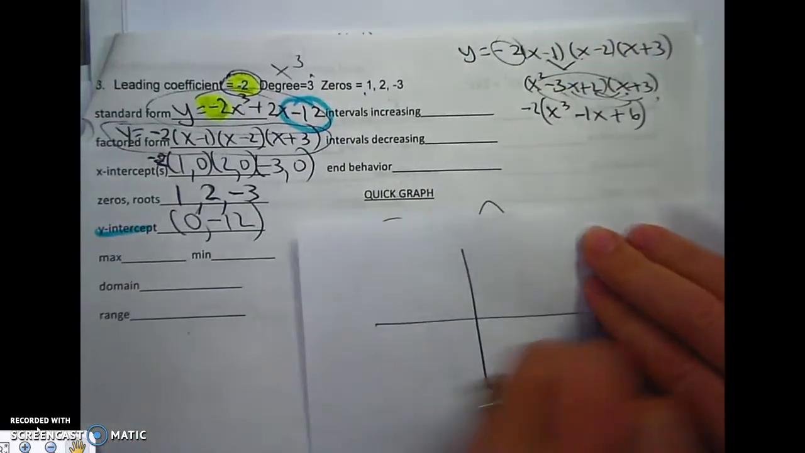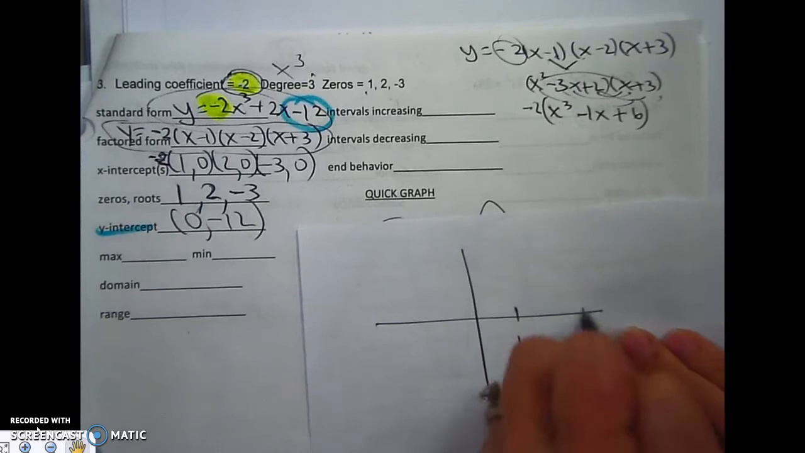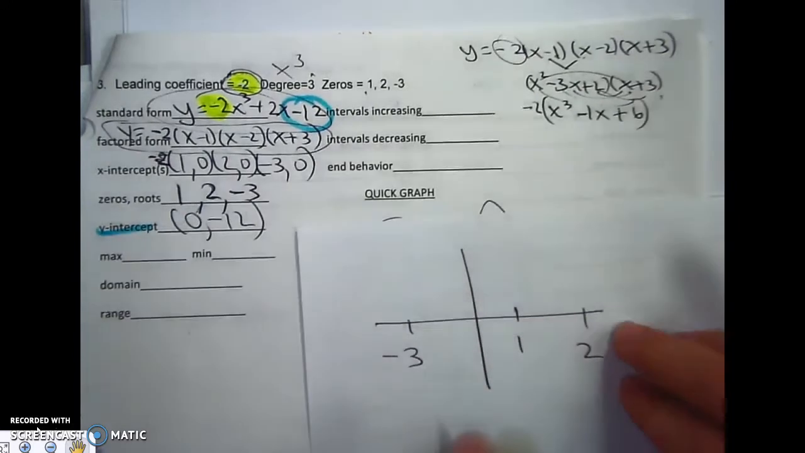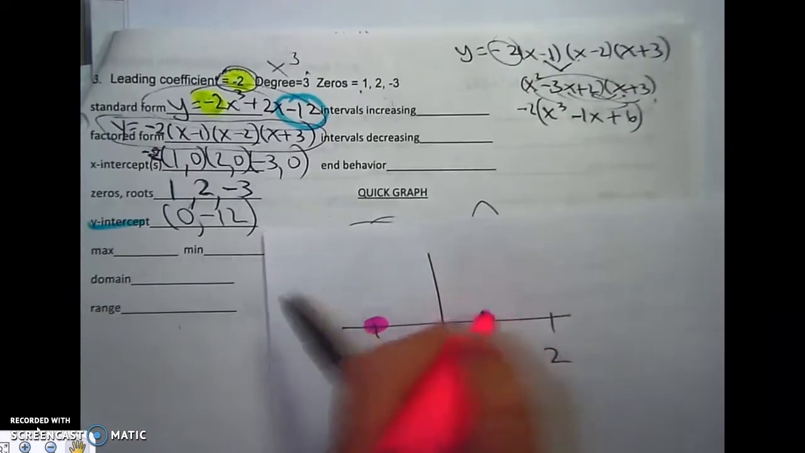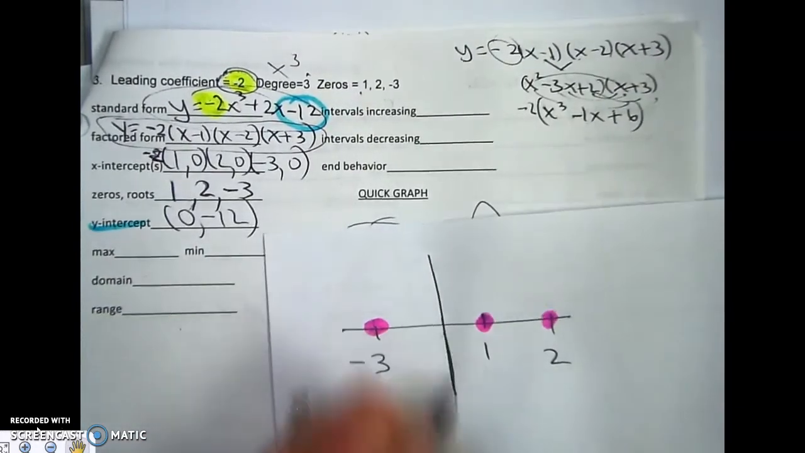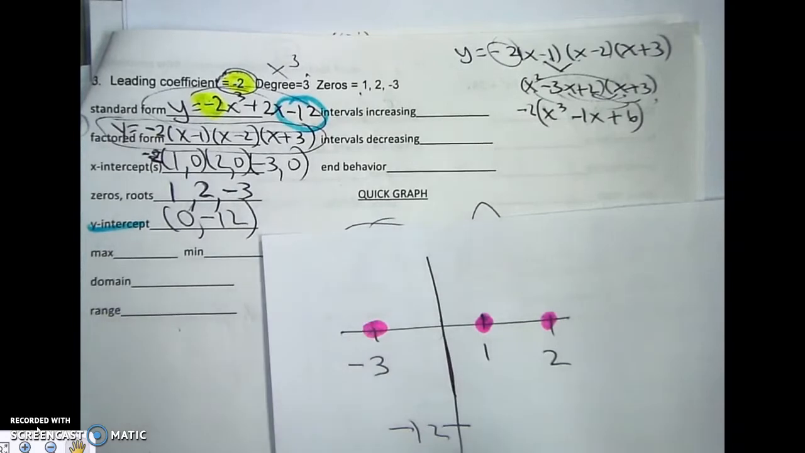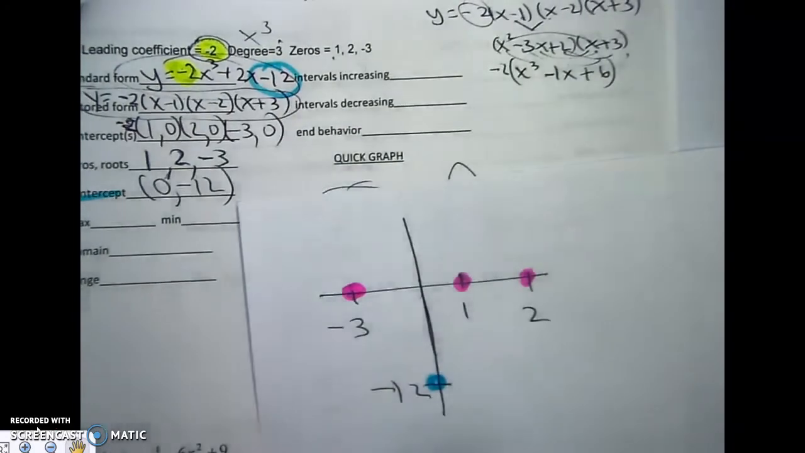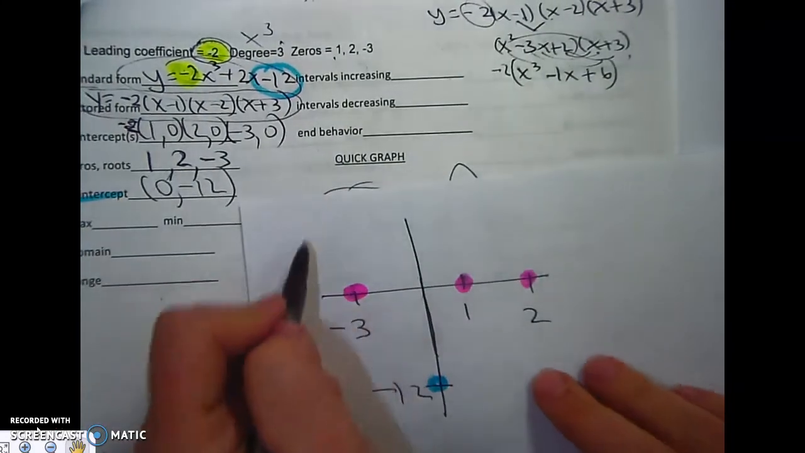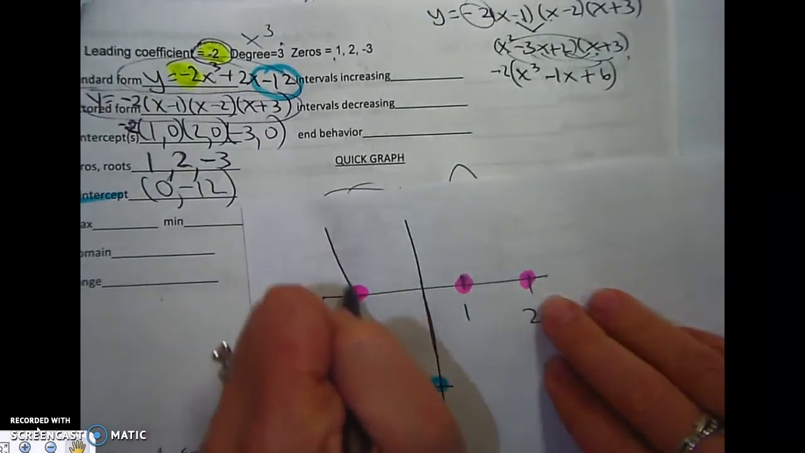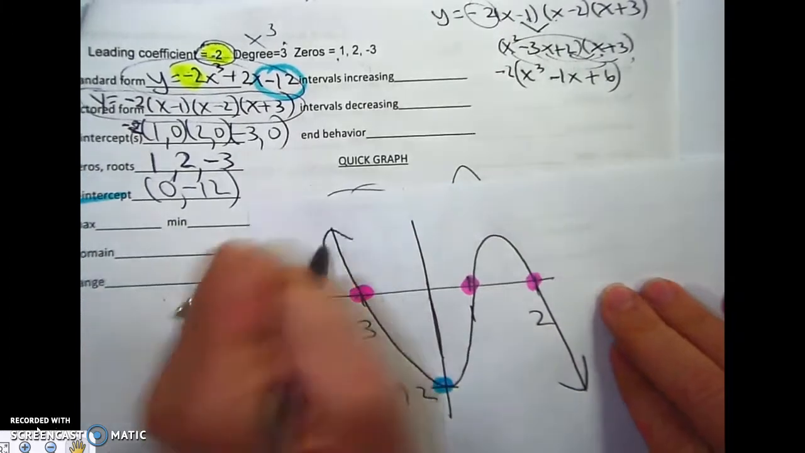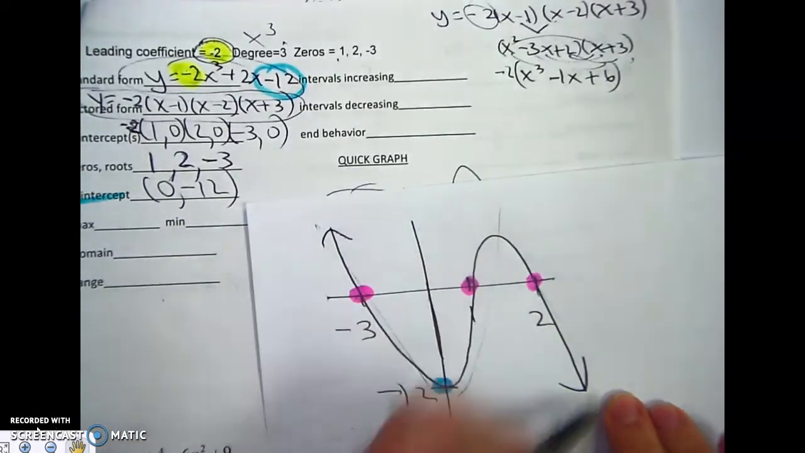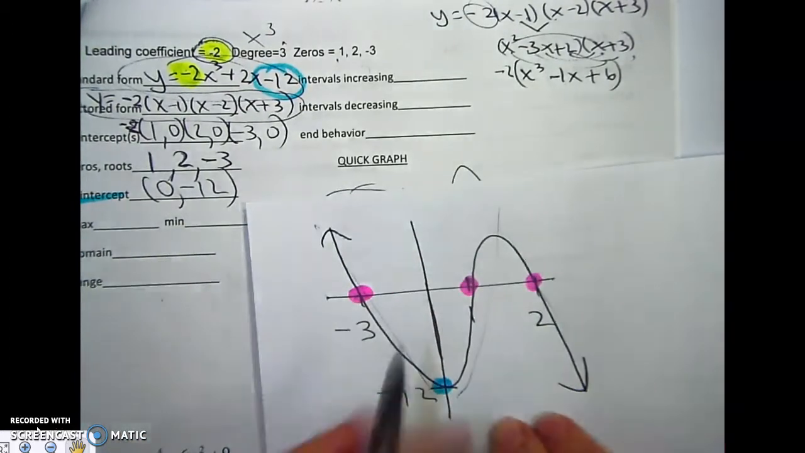So let me regraph this. It's good I made a mistake on that, so that maybe you're more aware of it and you don't make the same silly mistake that I did. Negative 3, 1, 2, down, down, down, negative 12. Move this up a little bit. Now, this is going to make more sense. So instead of starting from the bottom, I start from the top. And now it works out. 1, 2, 3. Okay?